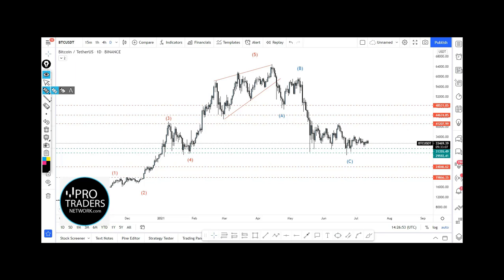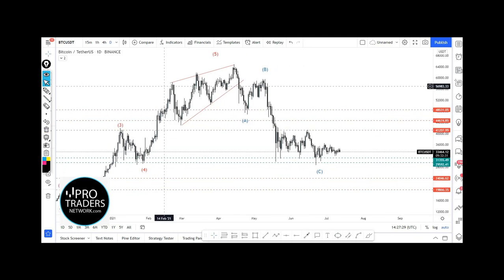So we are probably in the end of the C wave. We will see when this C wave is completed. If it completes here, we need to see a breakout of this range for further moves to the upside. But if this wave does not complete, we would have a break to the downside and maybe more downside correction here at the 24K and 19K levels, and then we will have another move to the upside. So this is the bigger picture for BTC.